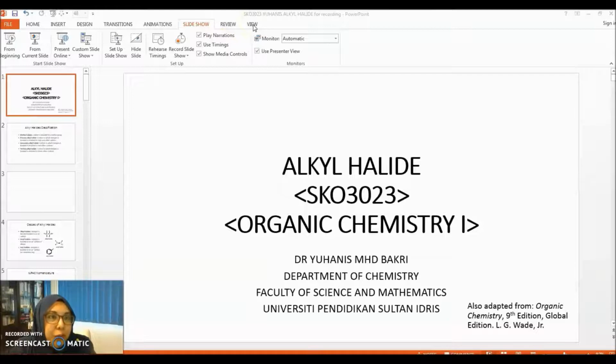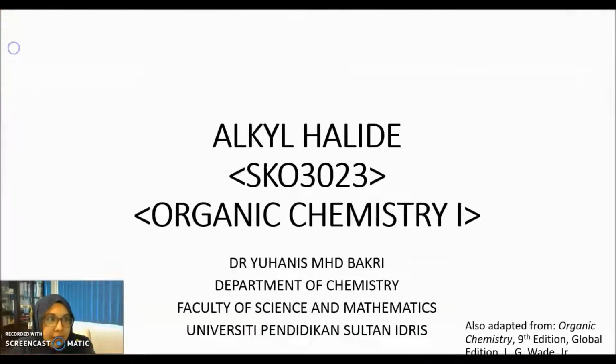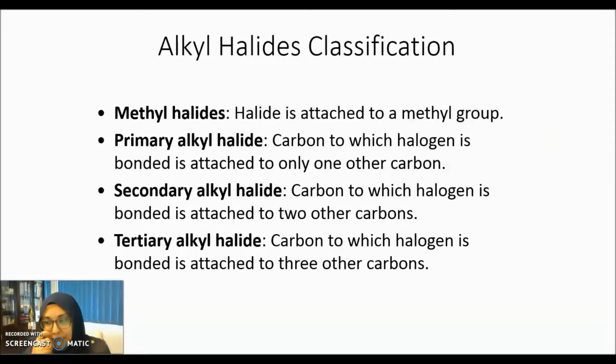Today we will proceed with the next chapter, that is Alkyl Halide. So alkyl halide is basically an alkyl connected to the halogen atoms. Alkyl halide can be classified as methyl halide, where halide is attached to a methyl group, primary alkyl halide, where the carbon to which halogen is bonded is attached to only one other carbon, secondary alkyl halide, as well as tertiary alkyl halide.